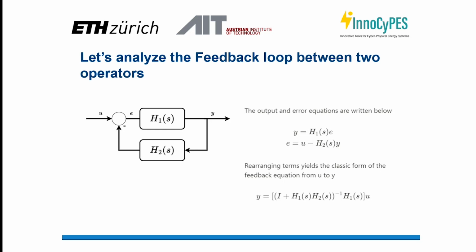Assuming that H1 and H2 are finite gain, meaning that if you enter an input, it will give a finite output, the only thing that might happen is that this sum here, the identity plus H1 times H2, goes to 0. If this goes to 0, eventually the output can be infinite, and the feedback loop will be unstable. So we will focus on this. We want to be sure that this expression here is never 0 for all frequencies.